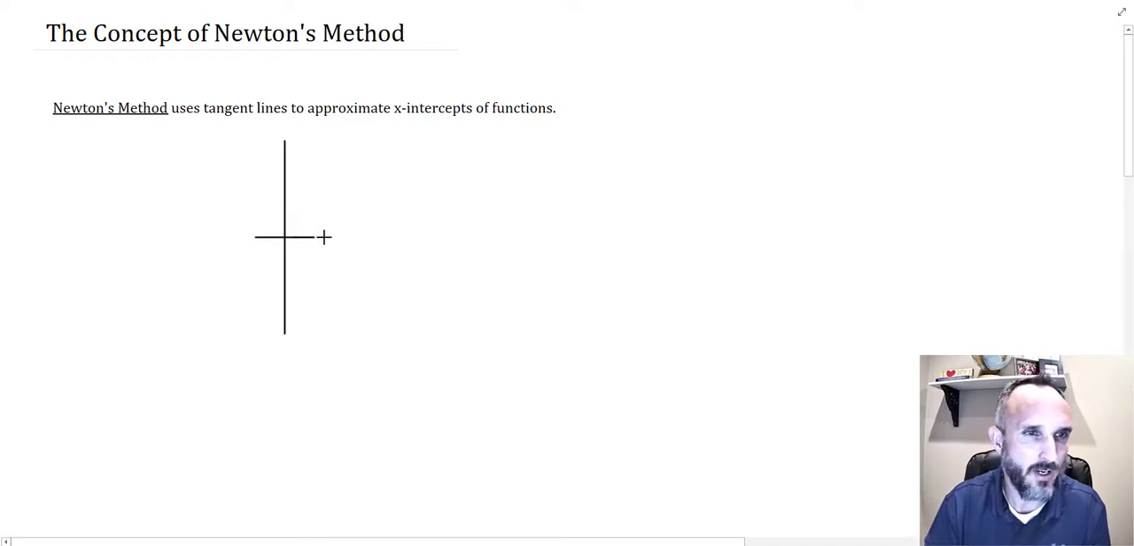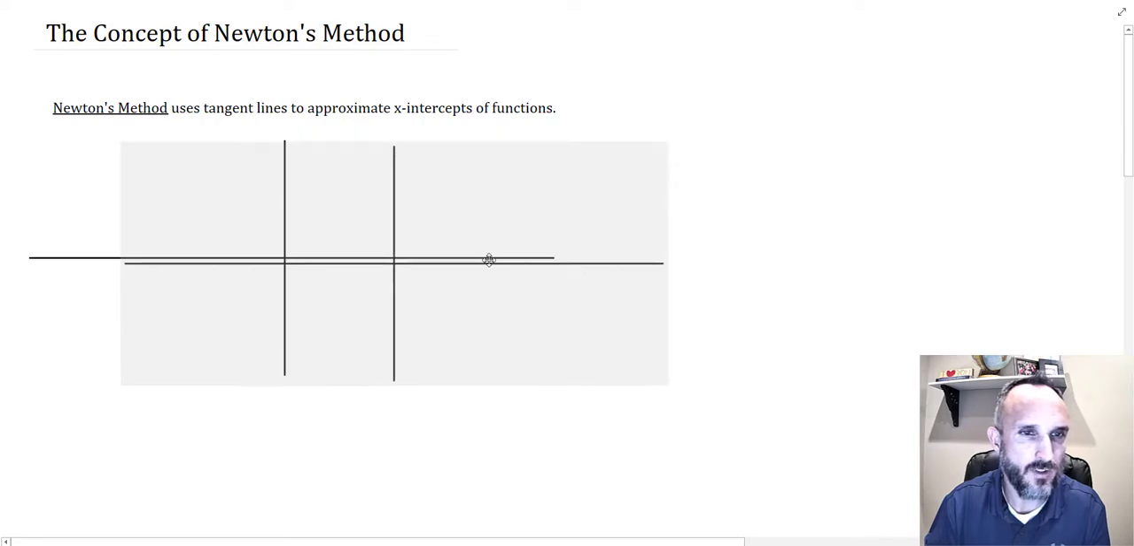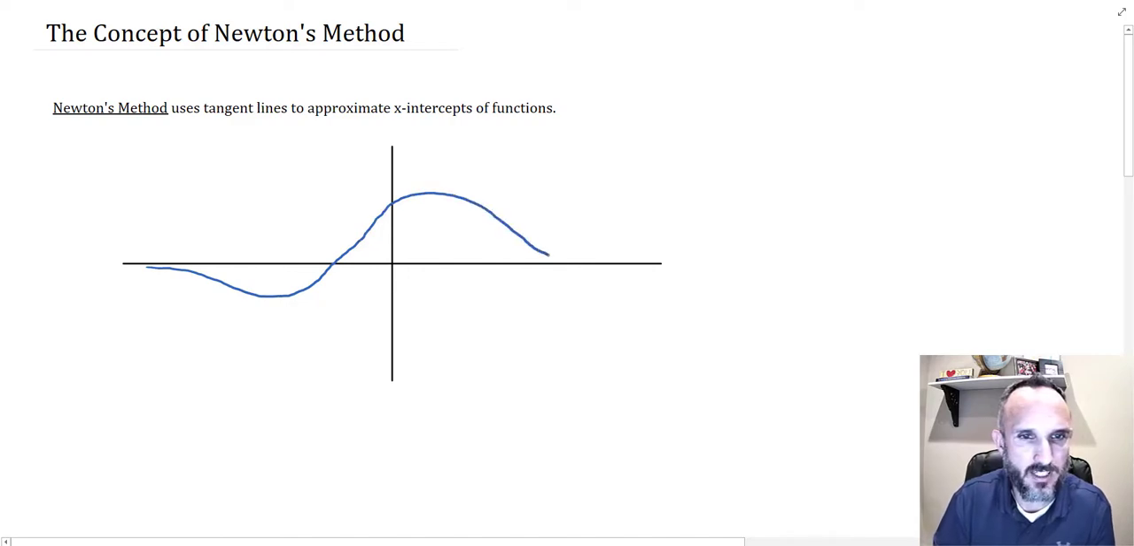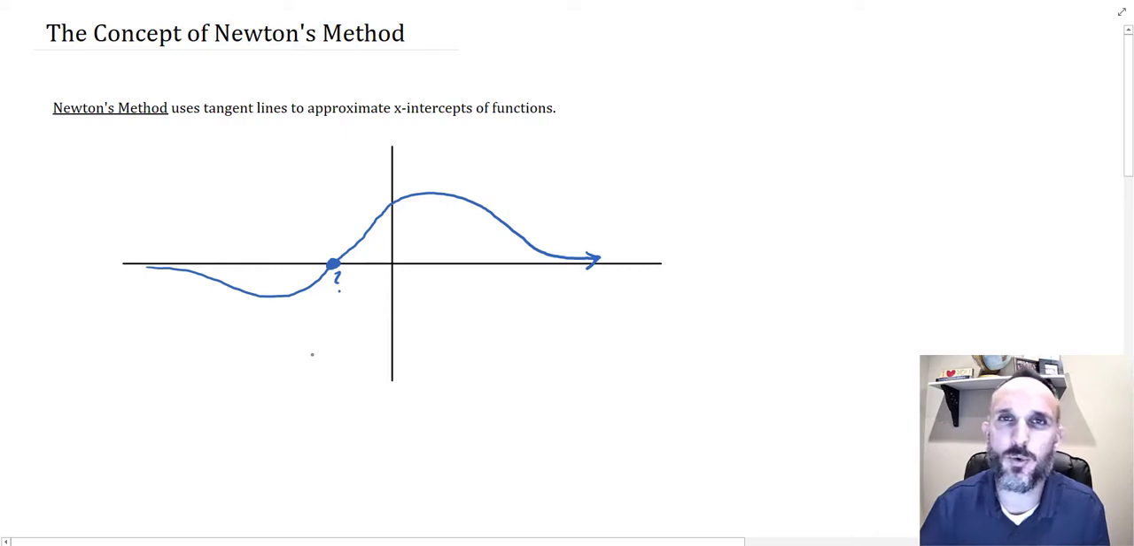So let's draw just the graph of a function. Let's say over here it's sort of approaching the x-axis as an asymptote and does this kind of thing, plateaus, comes back down and approaches the x-axis as an asymptote again. So the question would be, what is this x-intercept approximately? And so here's how Newton's method works.